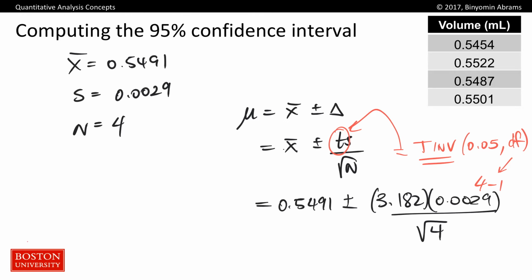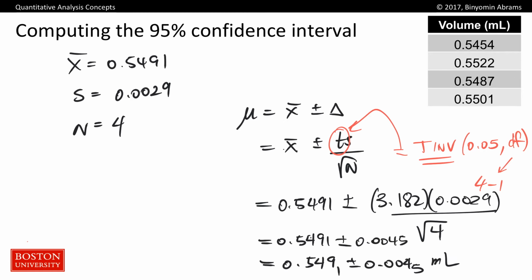So plugging in the values that we have, we get our confidence interval as 0.5491 plus or minus t, which is 3.182 at the 95% confidence limit for 3 degrees of freedom, times the standard deviation that we computed before divided by the square root of the number of observations, which gives us a 95% confidence interval of 0.549 plus or minus 0.004. And we report one additional non-significant figure as a subscript to eliminate or reduce round-off error.